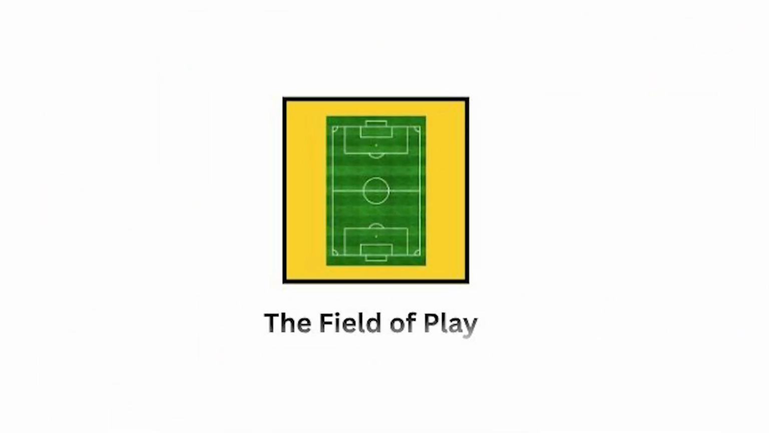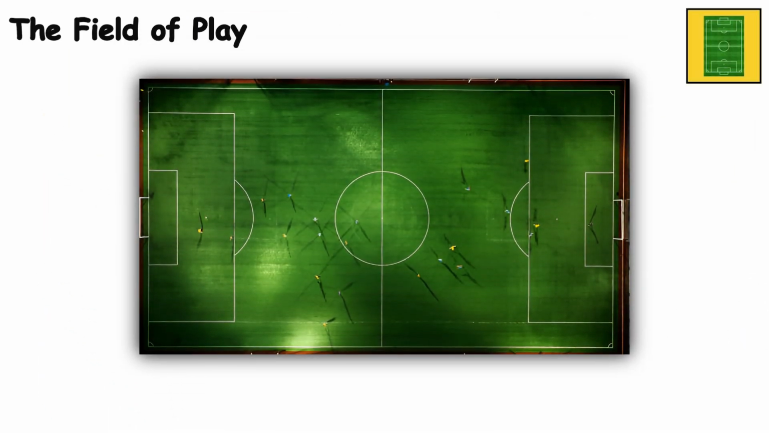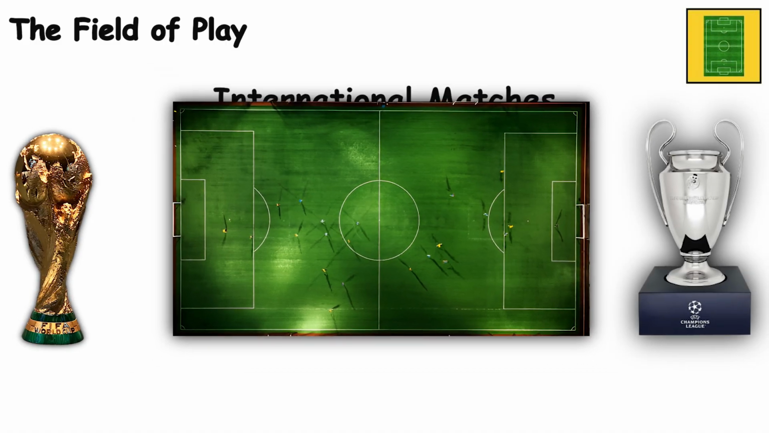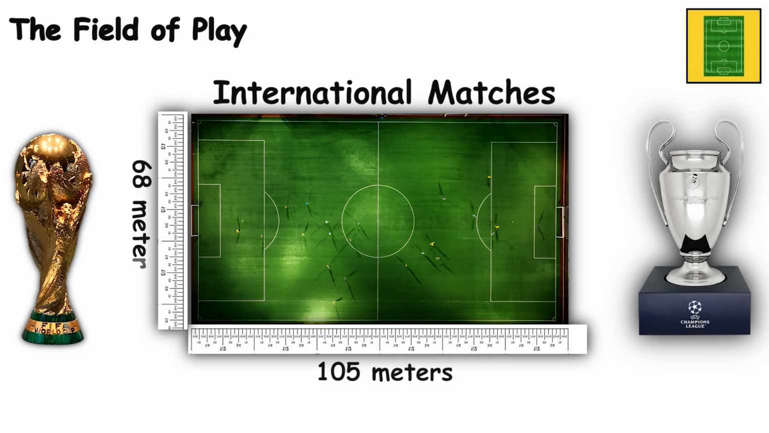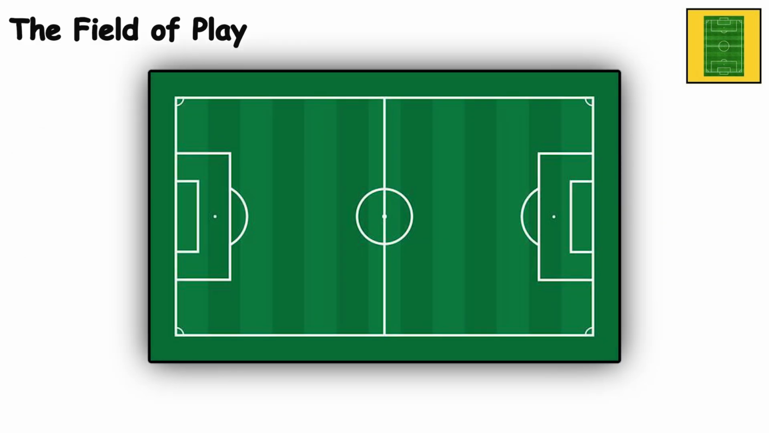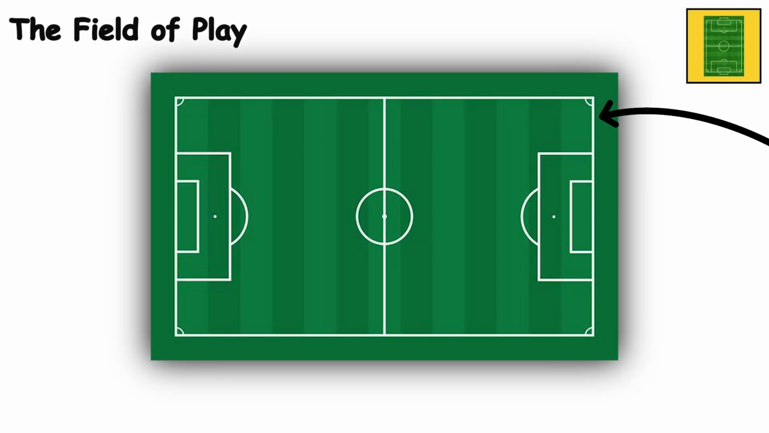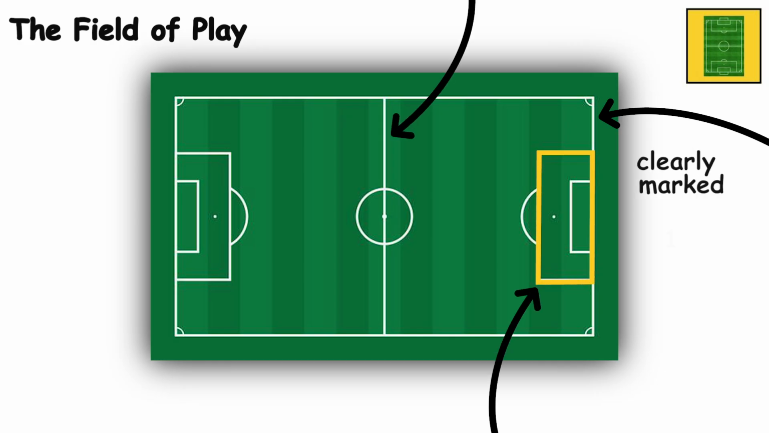Law 1. The field of play. The official size of a football field used in top-level competitions like the World Cup, the Champions League, and international matches is exactly 105 meters long and 68 meters wide. The field is always a rectangle, and every line on it, whether it's the boundary, the halfway line, or the penalty box, is clearly marked and no wider than 12 centimeters.